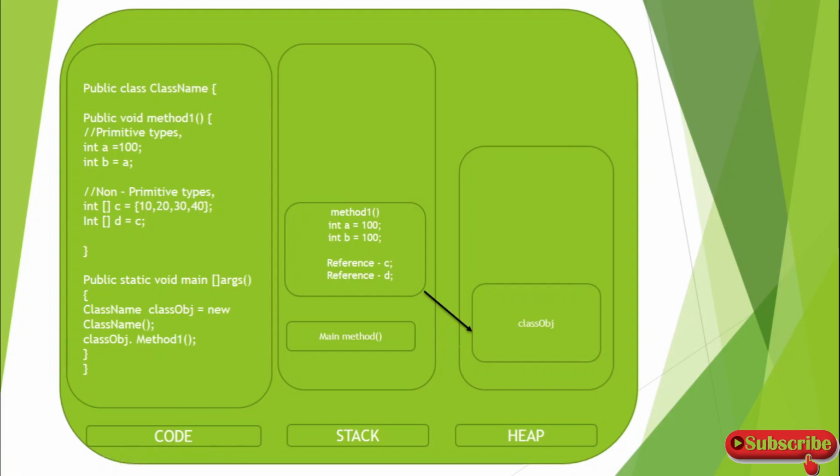And here in the non-primitive you can see the c and d references will get stored inside the stack memory, but the values 10, 20, 30, and 40 will get stored in the heap memory.